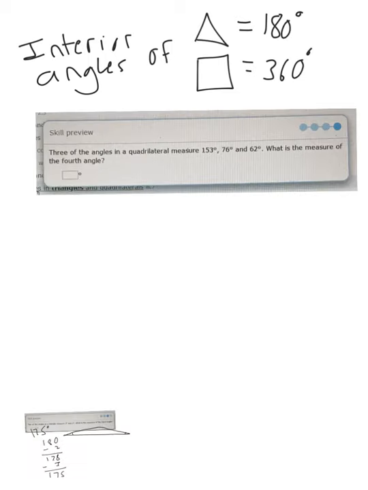In this last example, we're looking at a quadrilateral. Three of the angles in the quadrilateral measure 153 degrees, 76 degrees, and 62 degrees. What is the measure of the fourth angle? We know they all add up to 360, so let's just do some subtraction. 360 minus 153. 0 minus 3 can't do. Borrow from next door, that becomes a 5, that becomes 10. 10 minus 3 is 7. 5 minus 5 is 0. 3 minus 1 is 2.